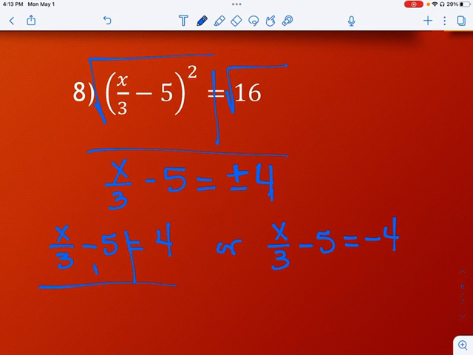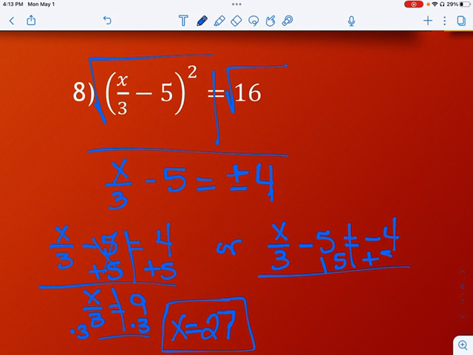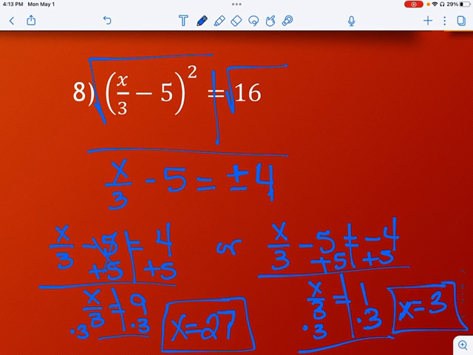Then at this, we add our 5 to both sides. So we get x over 3 equals 9, multiply by 3. So x would equal 27. That's one of them. And then over here, we would add our 5 to both sides. And that's going to get me x over 3 equals 1, times 3 to both. And that gives me x equals 3. So my two answers would be 27 and 3.